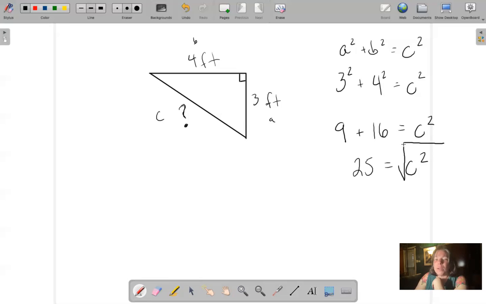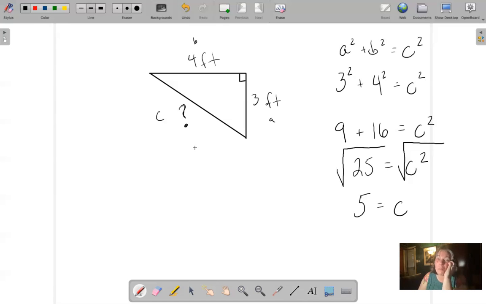But if I find the square root of this side, I have to find the square root of this side. So what is the square root of 25? What times what equals 25, where both numbers are the same? That's 5. The square root of 25 is 5. Equals C. C equals 5.